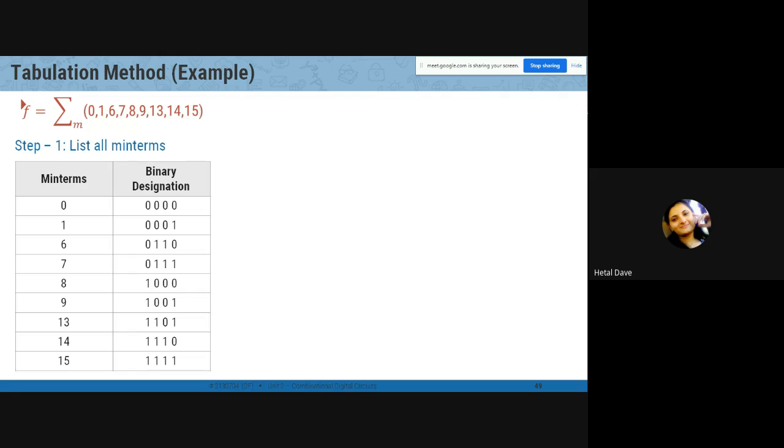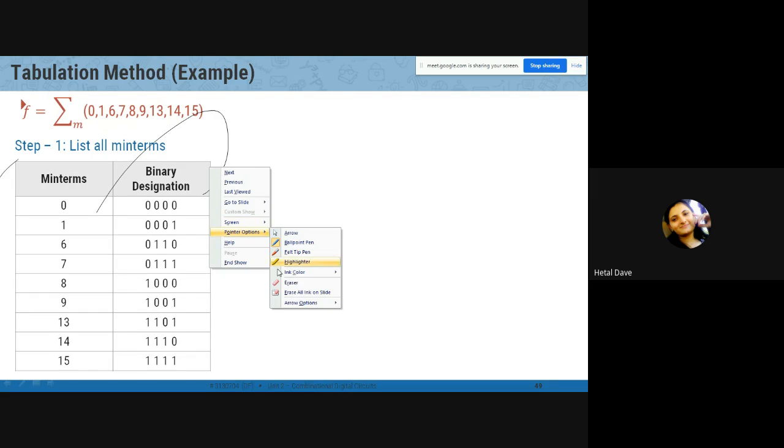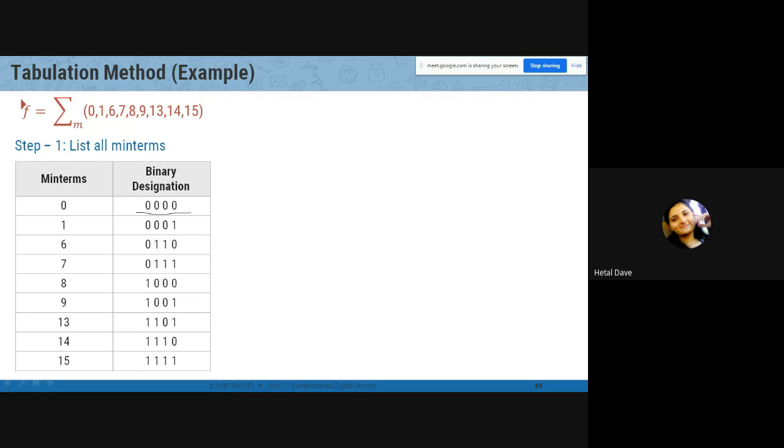Once this table is prepared, then you will look at the number of 1s. Please be attentive. So here let's say 0. None of the 1 is given, 1 is not given in 0. You can see all 0s are available here. And 1 has number of 1s, 1. 6 has number of 1s, 2. Likewise, every binary pattern has some number of 1s.